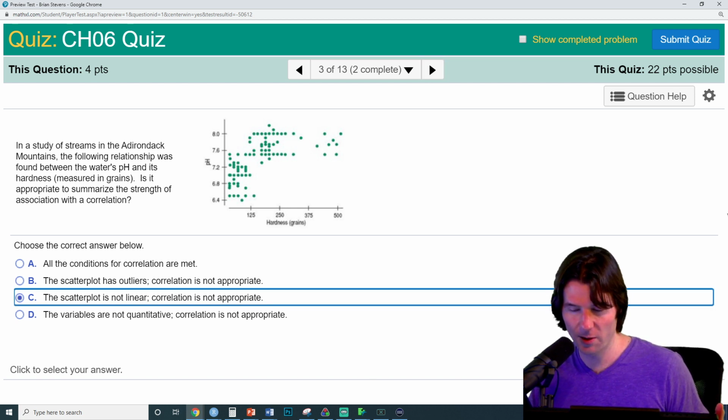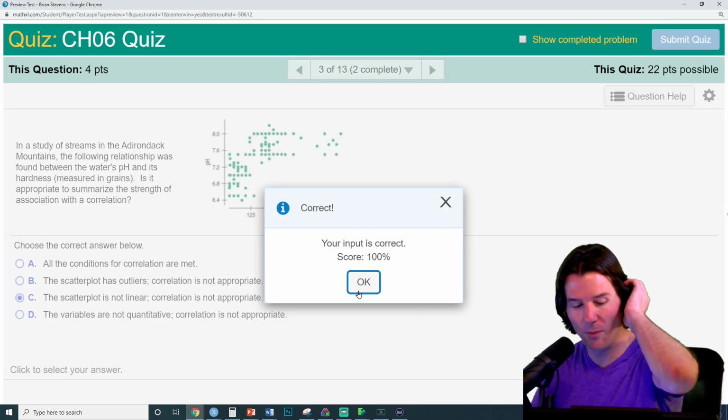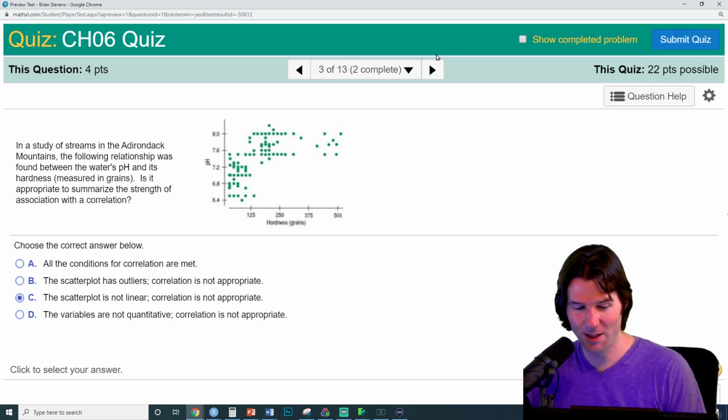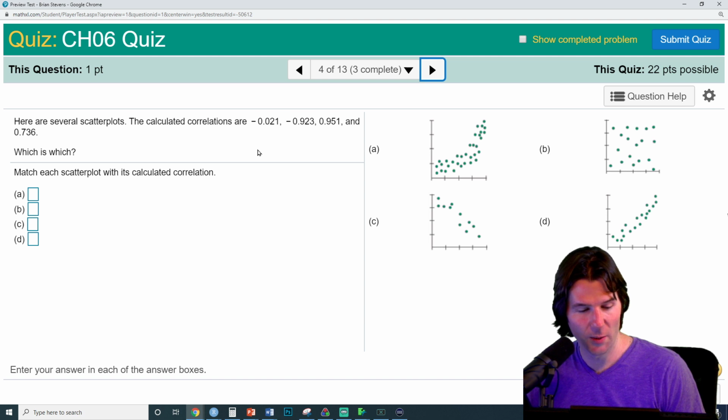So the scatterplot's not linear. Q straight enough, no outliers. Boom. Then we go on. Nice job right there, everybody. And here we go. We got the same thing.